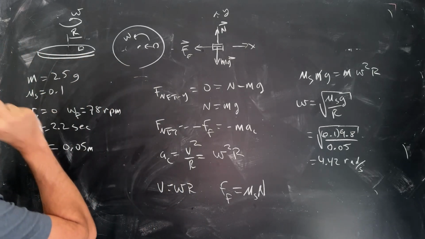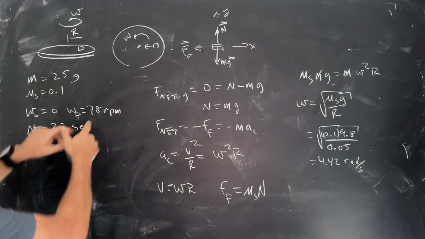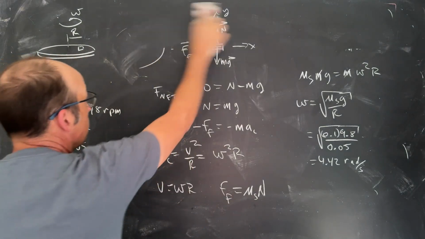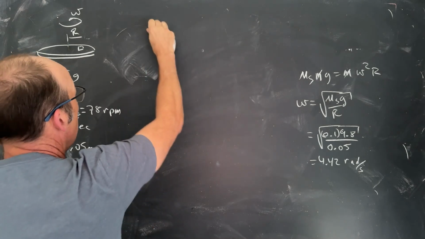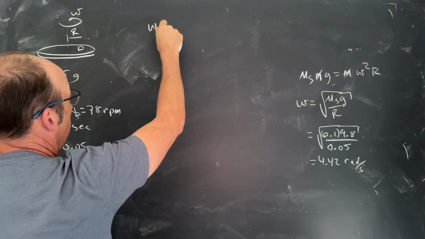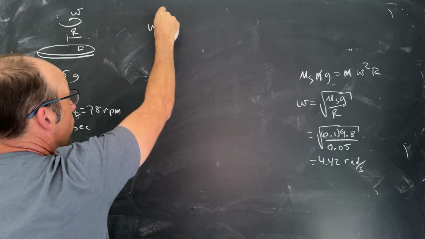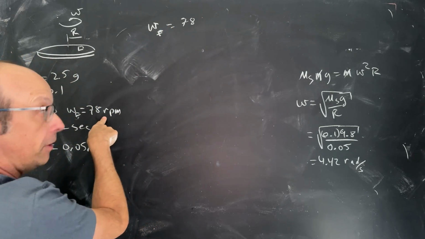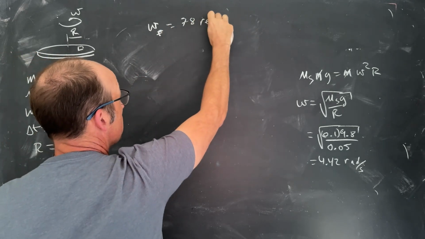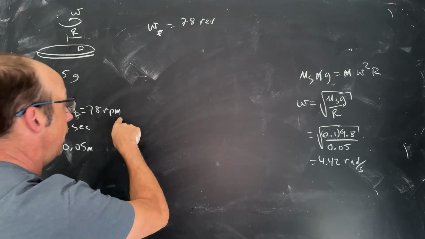What we need to do is to take this and convert it to radians per second, so we can compare. Omega final, I'm going to call it that, just not to be confused with that. That is the Greek letter omega. It's 78. R means revolutions, P means per, and M is minute.